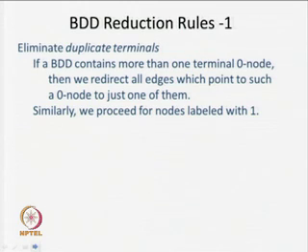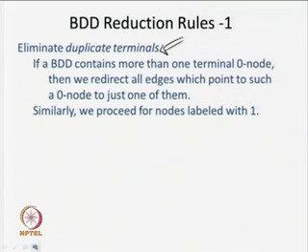Say if we are having a large number of terminal nodes which represent the Boolean constant 0, then we can represent those terminal nodes with one terminal node. If we are having several terminal nodes which represent Boolean constant 1, we can represent those several terminals with the help of one terminal which will represent this Boolean constant. So, that is why the first rule says eliminate duplicate terminals.